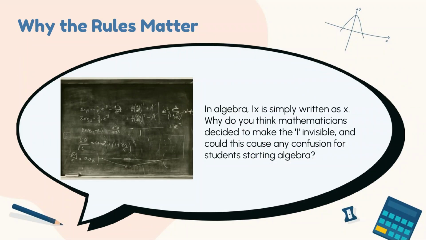Now let's think more deeply. In algebra, 1x is simply written as x. Why do you think mathematicians decided to make the 1 invisible? And could this cause confusion for students who are just starting algebra? Pause the video and think about your answer. This is a useful question because algebra is not just about memorizing rules. It is also about understanding why those rules exist.